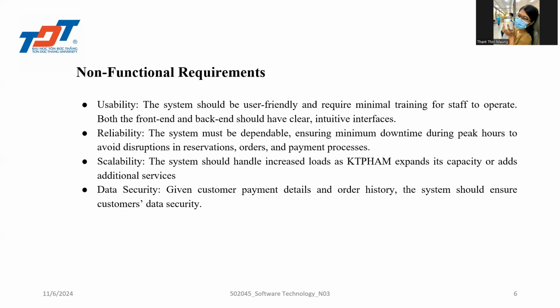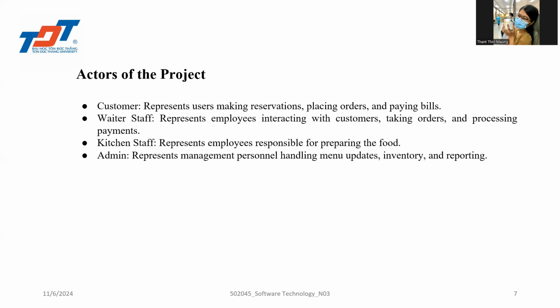And then security: our system has to ensure the security of the customer. The final one is maintainability: our system has to be maintainable for further development. So these are the five non-functional requirements we define: usability, reliability, scalability, data security and maintainability. This is just a brief explanation of our project requirement analysis.